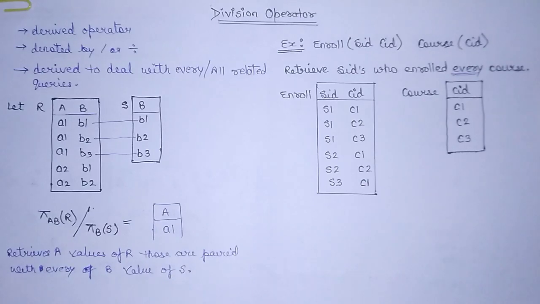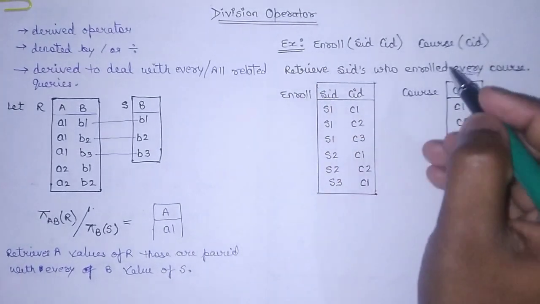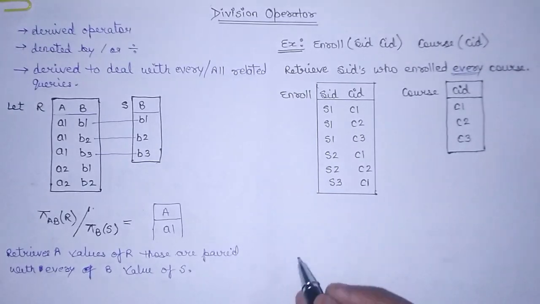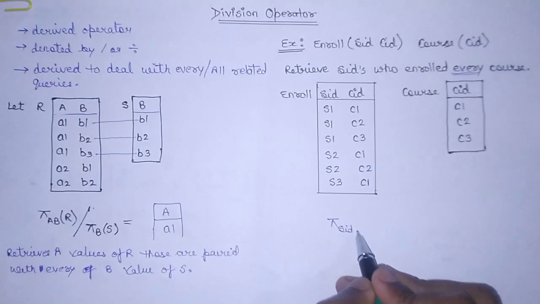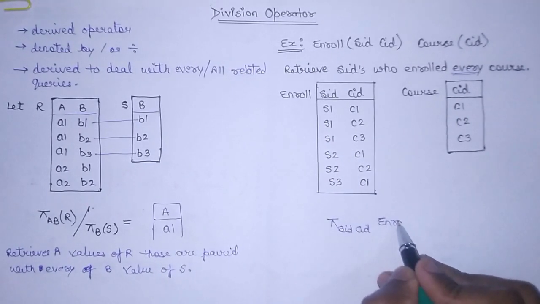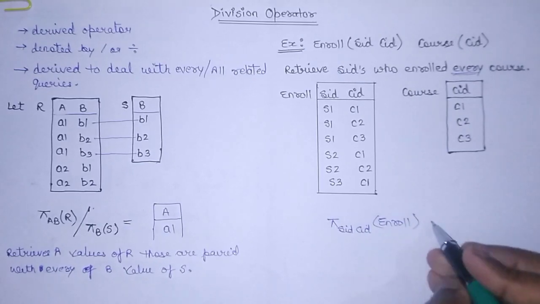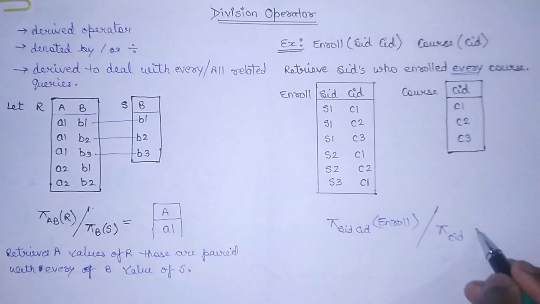What if I want to write the query for this particular statement? How can I write it? I can just write it like this: project SID and CID from this enroll table, divided by CID of this course table.